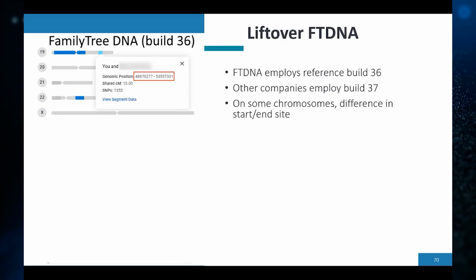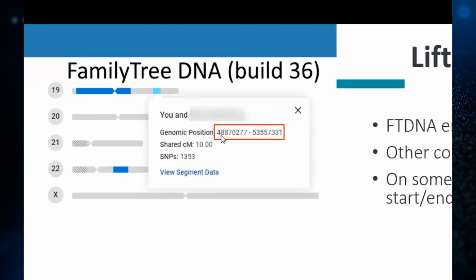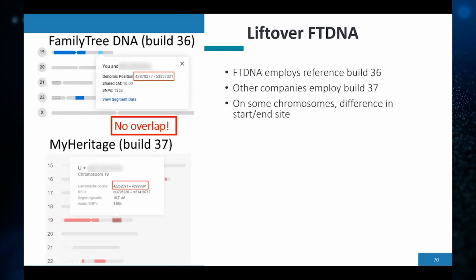For instance, I had a segment on chromosome 19, which is in the top left, at position I think 48 million until 53 million. And this particular match was also on MyHeritage. When I checked MyHeritage, it was at position 42 million until 49 million. So there was no overlap, because I expected those matches to overlap for this segment. That's how I found out. These two segments did not overlap at all, because FamilyTreeDNA is using a different build of their data.